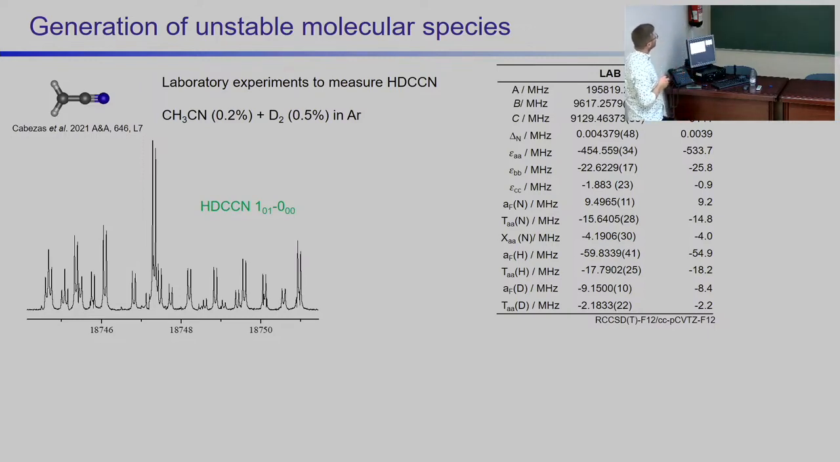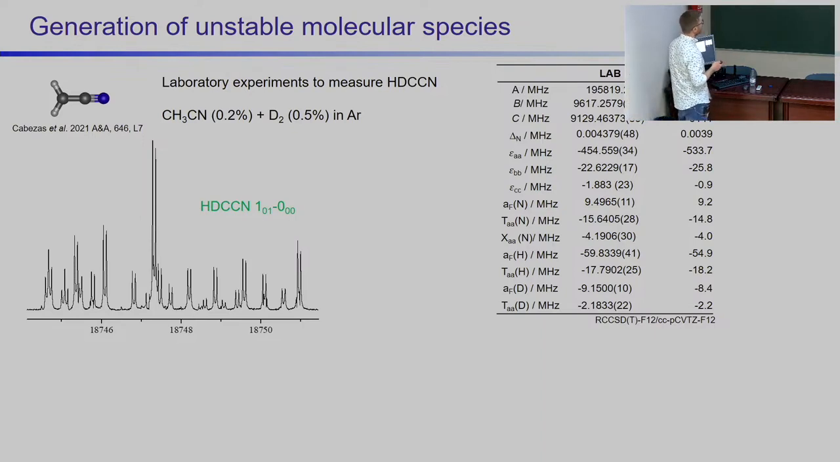So we ran the same experiment using methyl cyanide and deuterium diluted in argon, and this is a part of the spectrum that we observed. This is the 1_01-0_00 transition, and as in the other case, it appears split in many hyperfine components. From the analysis of the spectrum, we obtain these molecular parameters with very, very low uncertainties, and the comparison with the theoretical data is also good.